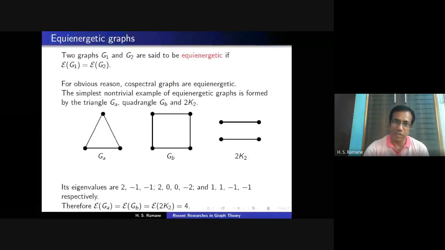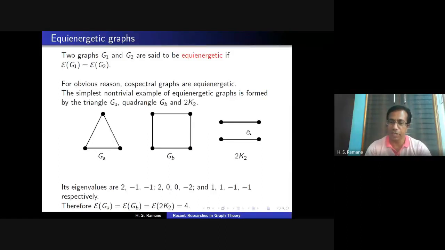For example, consider this triangle, this C4, and these two lines. The triangle has the eigenvalues 2, minus 1, minus 1. The cycle C4 has the eigenvalues 2, 0, 0, minus 2. And these two lines together, 2K2, have the eigenvalues 1, 1, minus 1, minus 1. Each gives the energy 4. So they are different graphs but having the same energy.